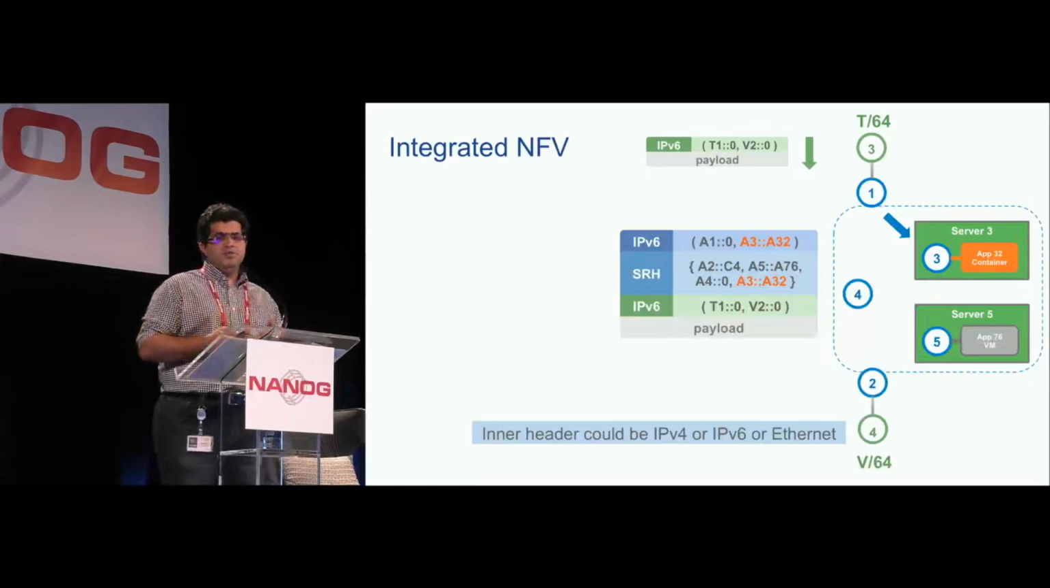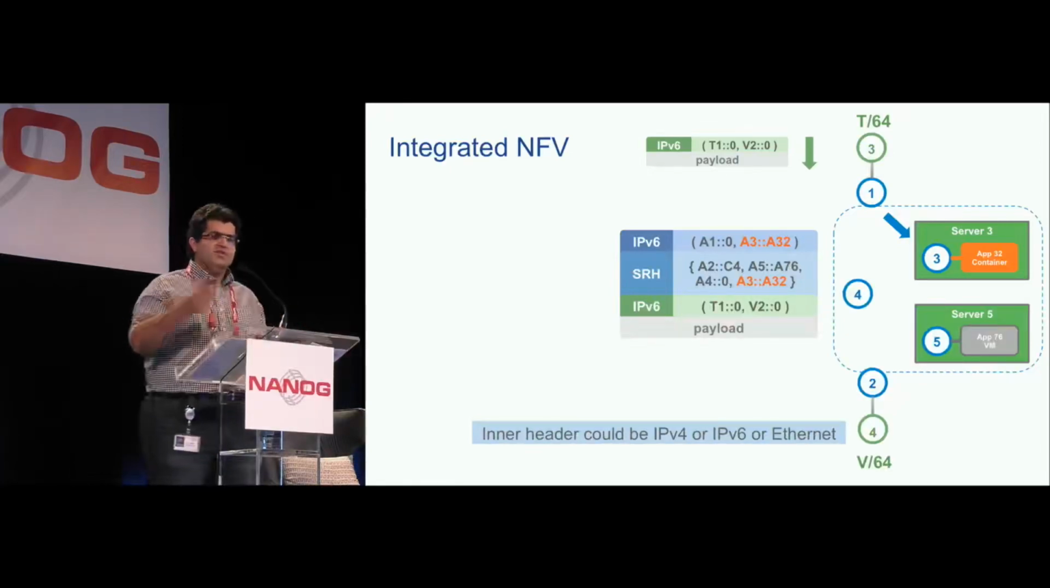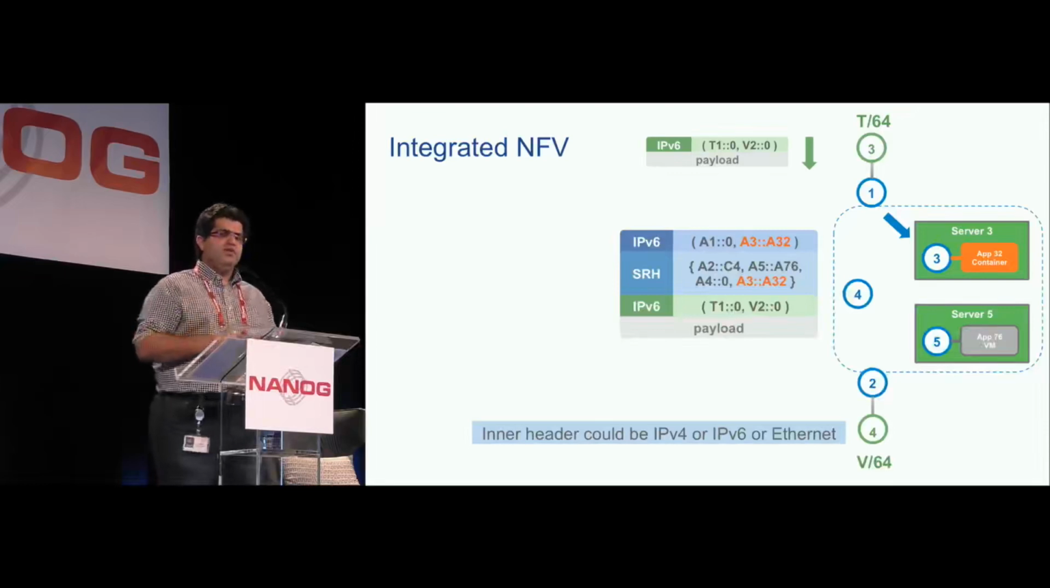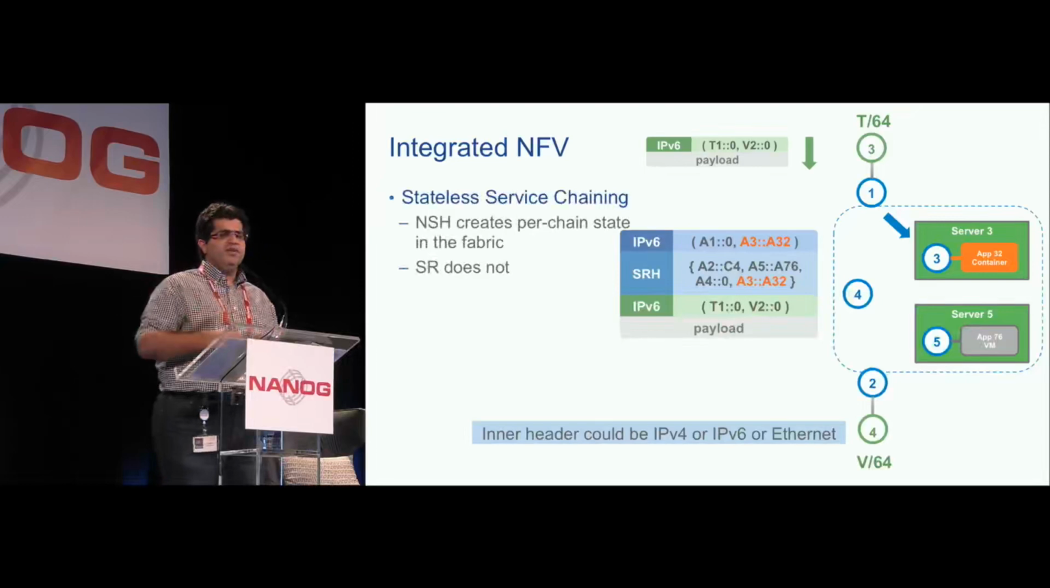Packet goes to node 3 based on A3::A32. Once it reaches that particular node, it's an app. Node 3 will send the packet over to the app. The app does its job, for example, if it's a firewall. Packet comes back to node 3, and we re-encapsulate the packet, copying over the next segment, A4::0, into the instruction.